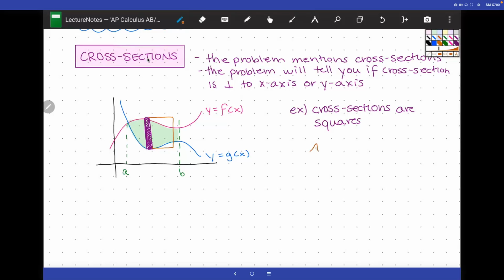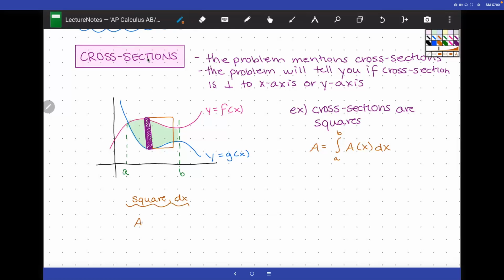So yeah, in general, area for cross sections is always the integral of the area of the cross section, whether it's a dx or a dy problem. And then your limits of integration, remember, will always be wherever the shaded region goes. So all you have to do is find the formula for the area of the cross-section. And the cross-sections are squares. What's the formula for the area of a square?